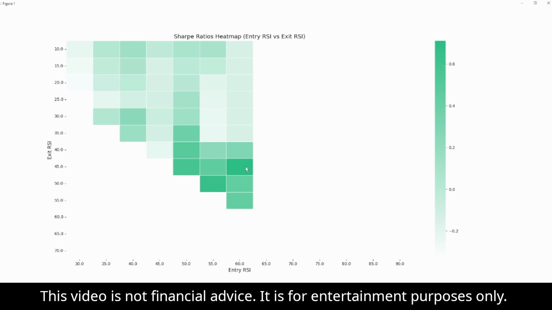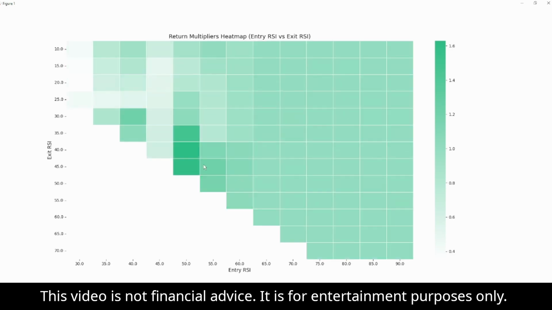Also, let's look at the returns themselves. Here are the returns. They are expressed not as a percent but as a multiplier. For example, for a starting capital of $1,000 with a multiplier of 1.6, you would end up having $1,600. So as you can see, all the values on the right are not very good because usually they are below 1, so we lose money on these parameters.